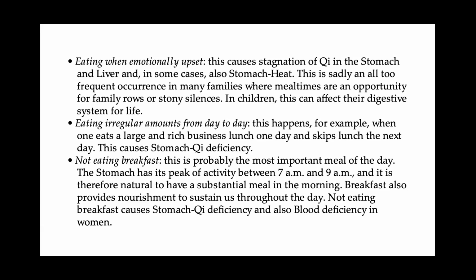Eating when emotionally upset causes stagnation of qi in the stomach and liver, and in some cases also stomach heat. This is sadly an all too frequent occurrence in many families, where mealtimes are an opportunity for family rows or stony silences. In children, this can affect their digestive system for life. Eating irregular amounts from day to day. This happens, for example, when one eats a large and rich business lunch one day and skips lunch the next day. This causes stomach qi deficiency.